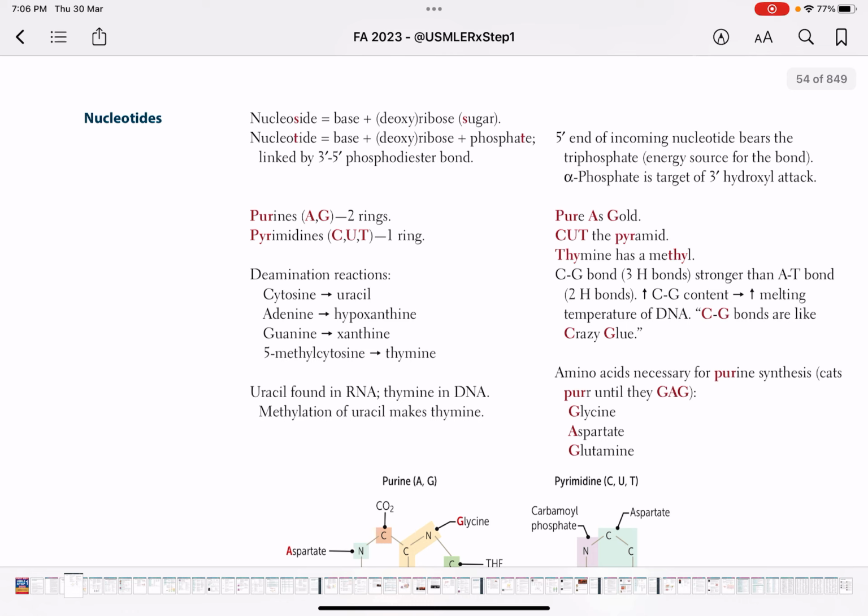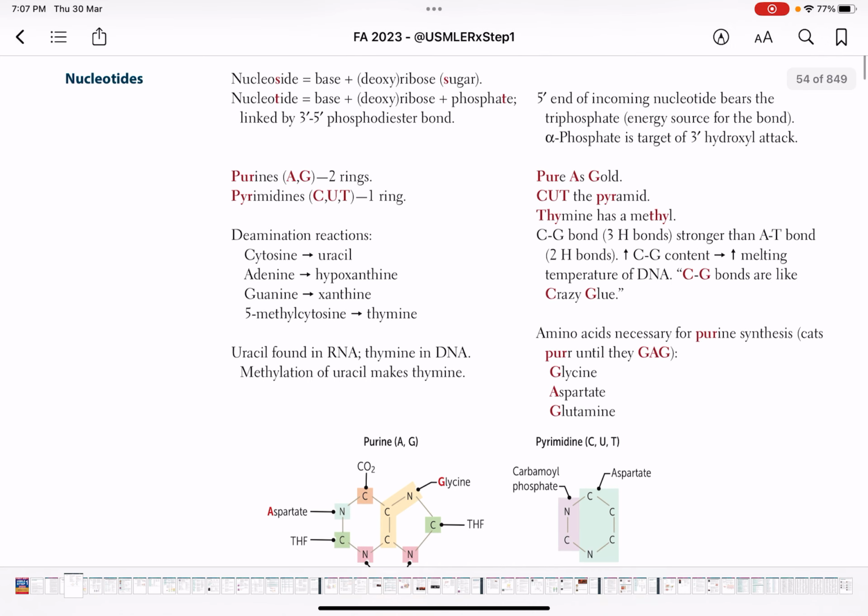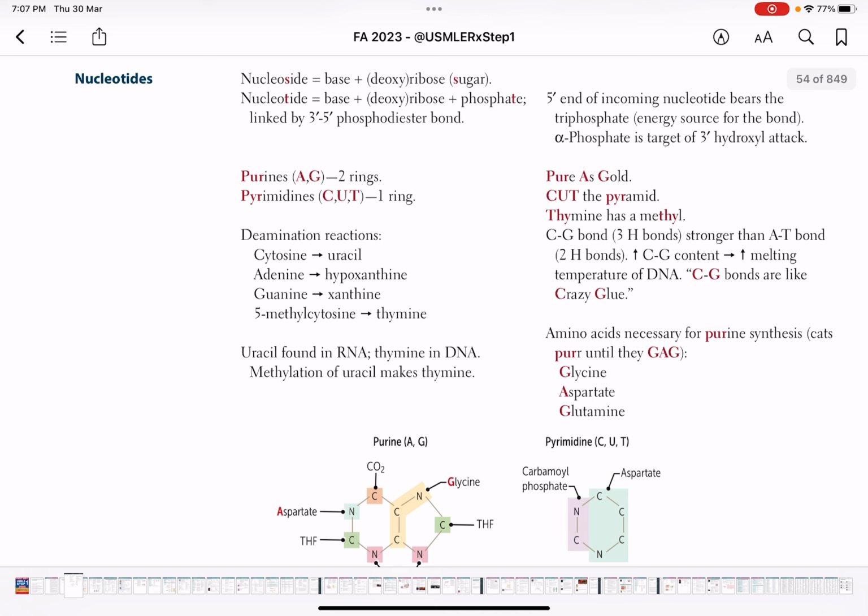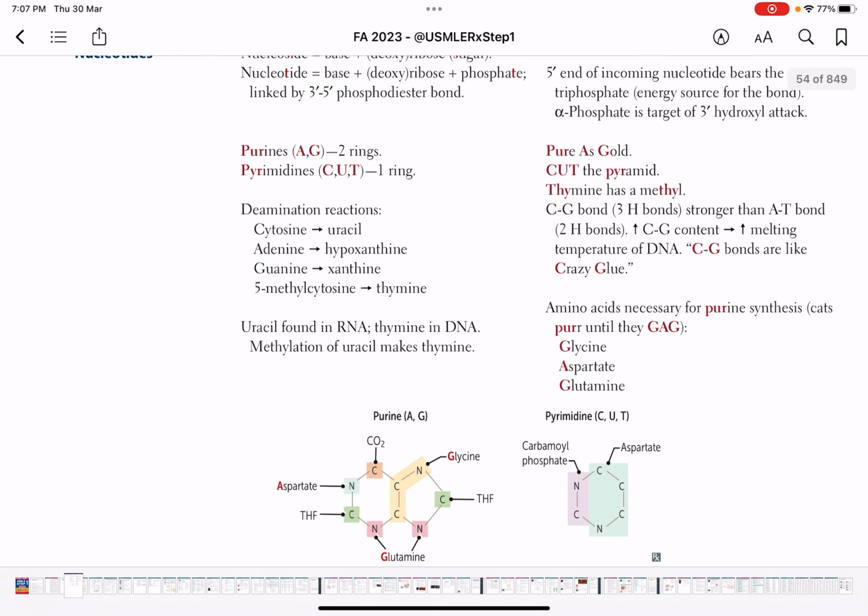5' end of the incoming nucleotide bears the triphosphate, which is the energy source for the bond, and alpha phosphate is the target of 3' hydroxyl attack. And the mnemonic is pure as gold and cut the pyramid. Thymine has a methyl. CG bond, that is 3 hydrogen bonds, is obviously going to be stronger than the AT bonds, which are 2 hydrogen bonds, which means that increased CG content means increased melting temperature of the DNA.